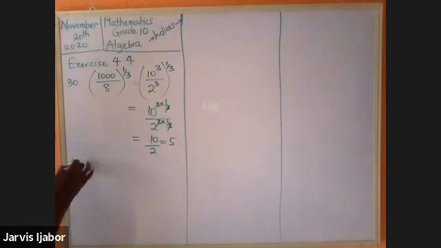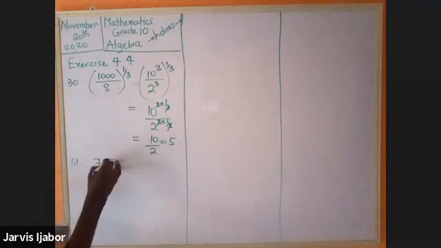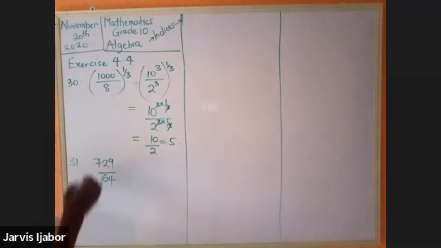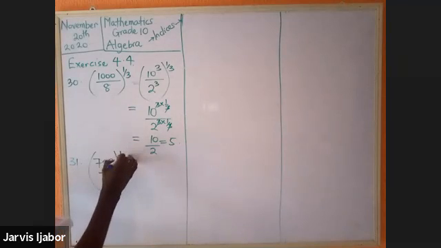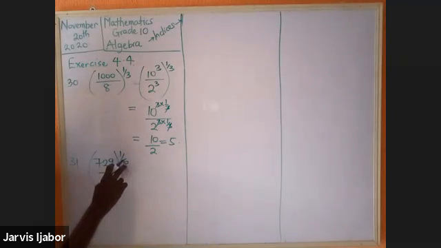So let's go to 31. For question 31, you have (729/64), all raised to the power of 1/6. Now, this is what the problem is trying to show you here. Think of a number such that when you multiply that number 6 times, you're going to get what?